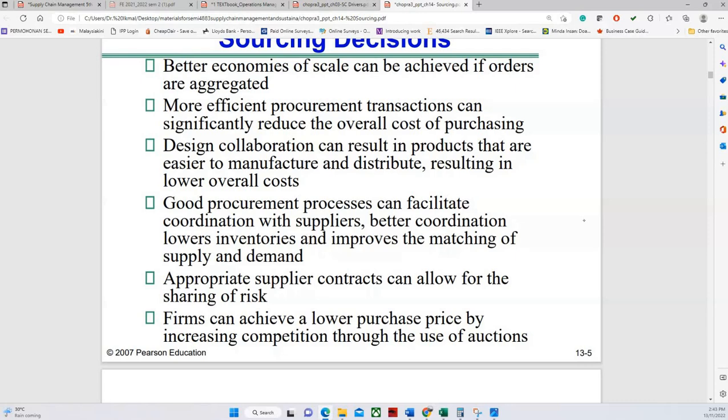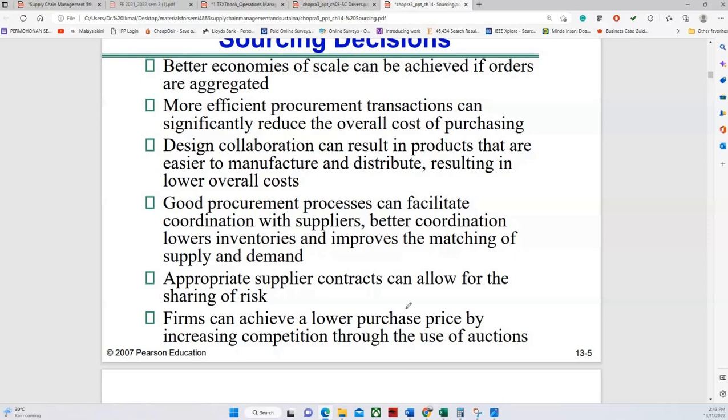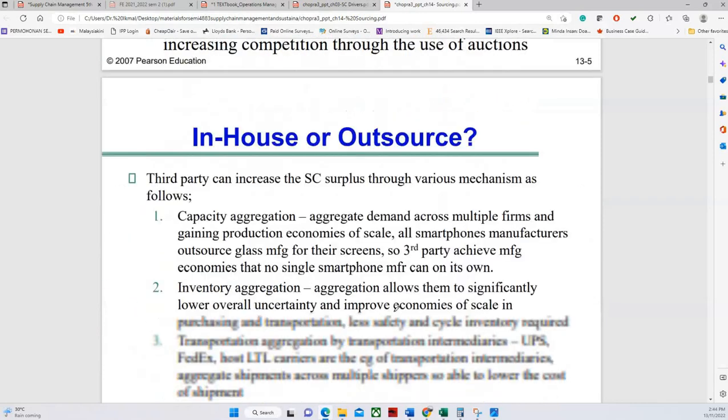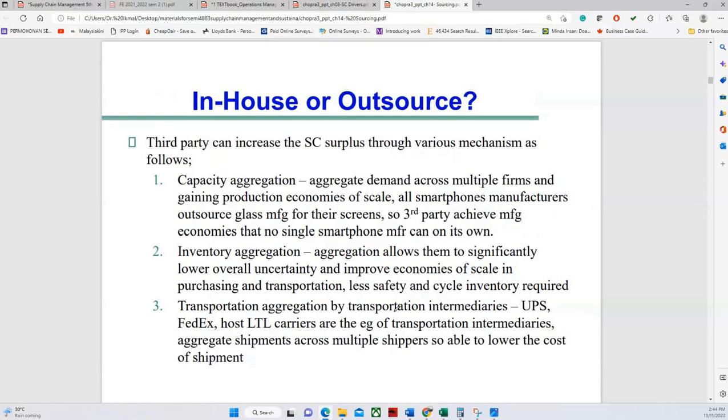All right. And then the other one is that a firm can achieve a lower purchase price by increasing competition through the use of auctions. So in here also we are going to learn about auctions. All right. So in-house or outsource?